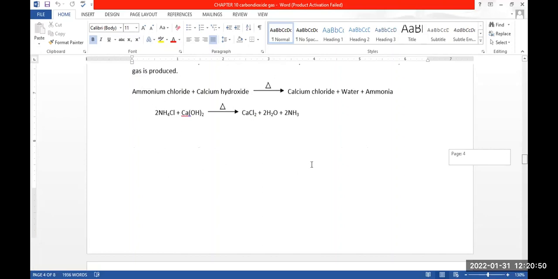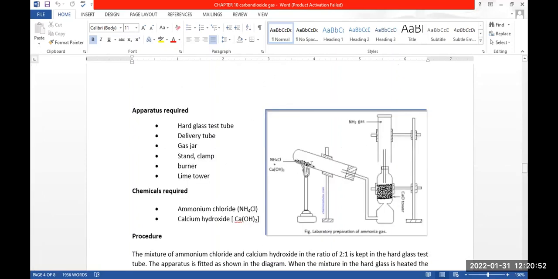So to prepare in lab, we need some apparatus, tools. Okay, what apparatus are required for the lab preparation of ammonia gas? Anu, can you tell us the apparatus required for the preparation of ammonia gas in laboratory?